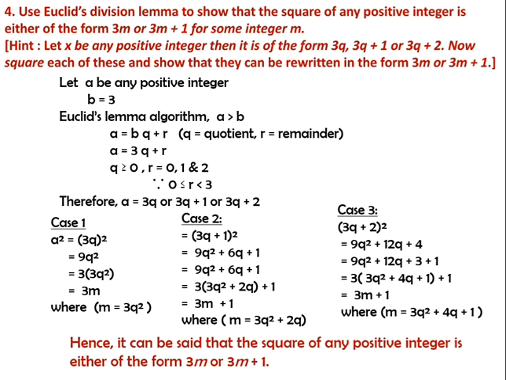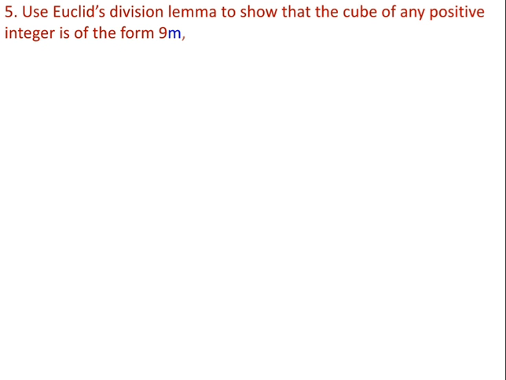Next sum, fifth sum. Use Euclid's division lemma to show that the cube of any positive integer is of the form 9m, 9m plus 1 or 9m plus 8. Okay, in the last sum we squared, here we are cubing. The first 4 or 5 steps will be the same for both sums.